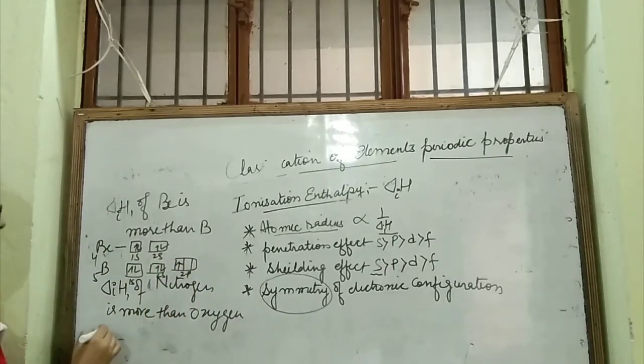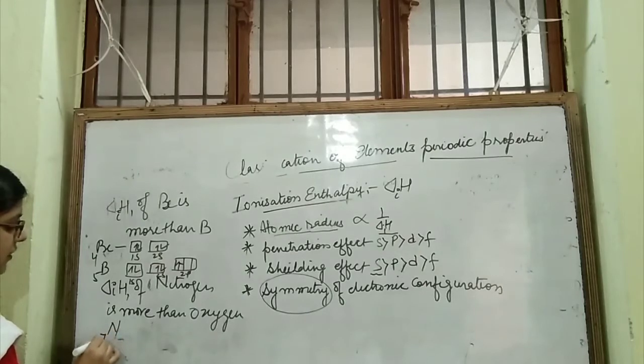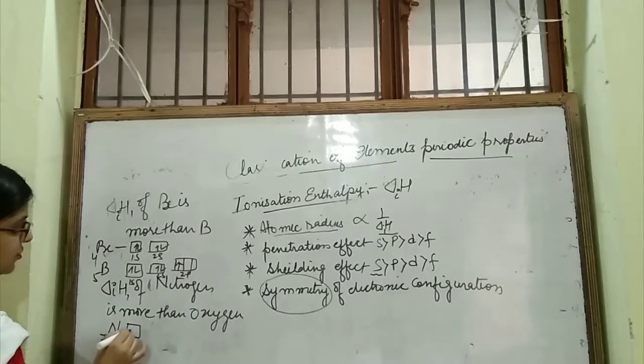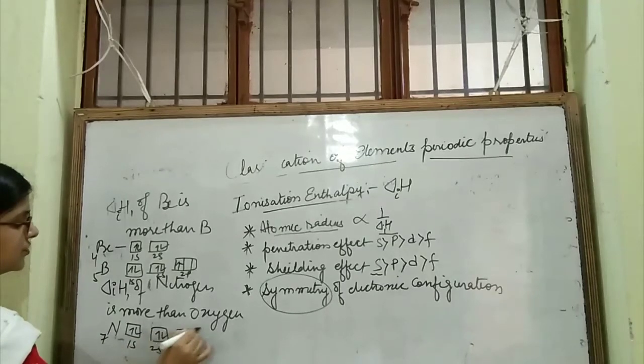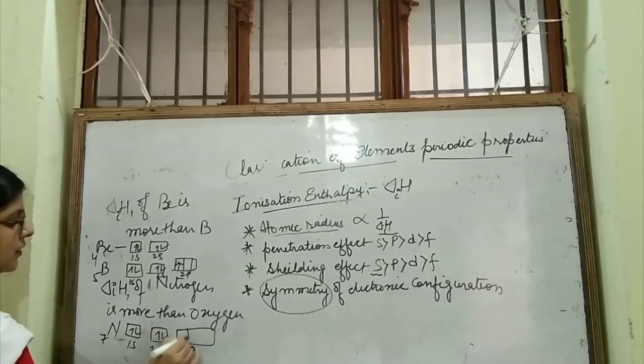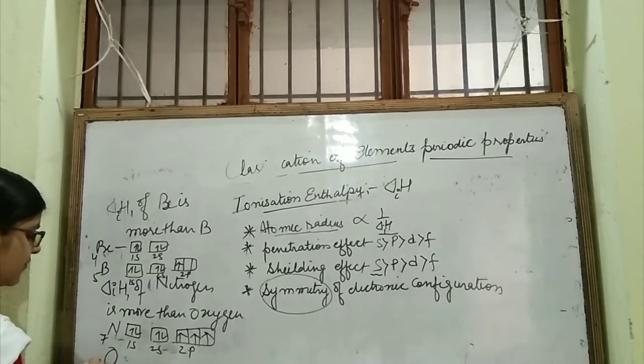In the case of nitrogen, it is 1s2 2s2 2p3. And in the case of oxygen, it is 1s2 2s2 2p4.